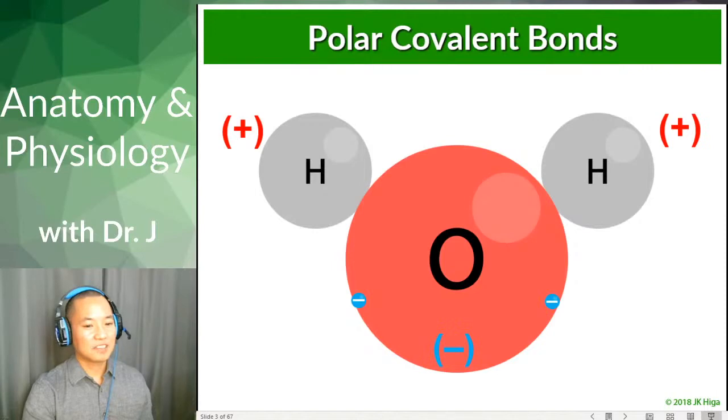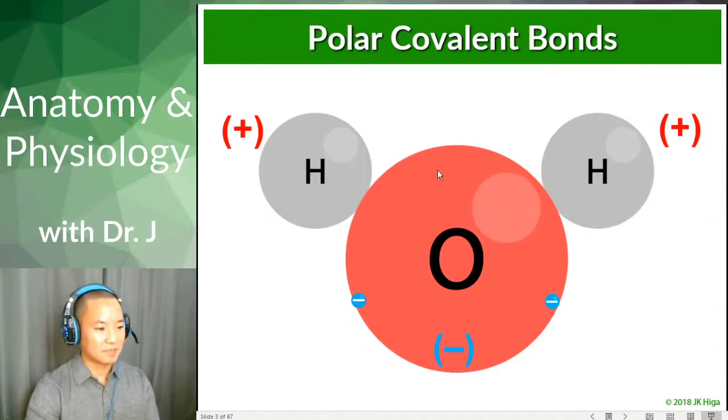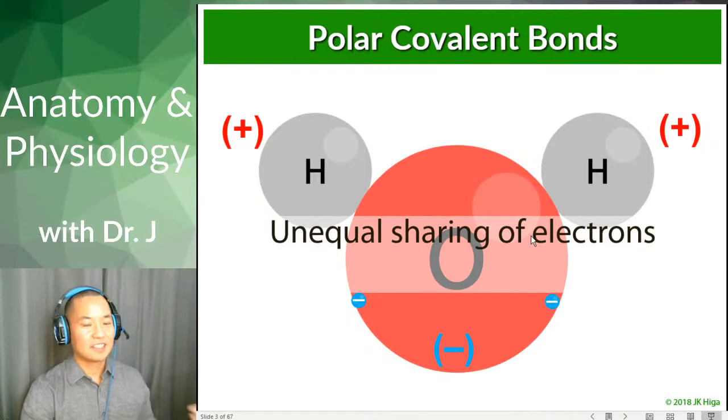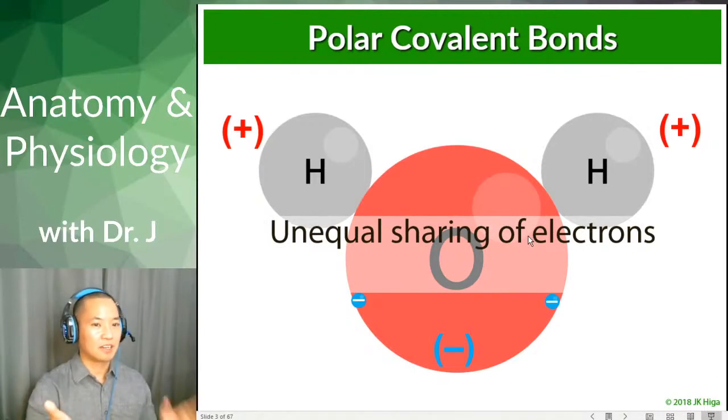Again, it's not a full ionic charge where it's a negative one charge. But oxygen, on average, tends to have an overall negative charge. Why? Because it spends more time holding on to those electrons than the hydrogen atoms. Again, this is the key difference between polar and nonpolar bonds. With polar, you have unequal sharing, whereas in nonpolar, you have equal sharing.